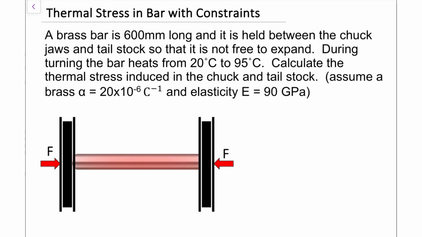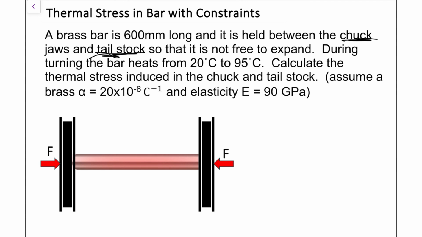So this time we have a bar that is constrained. Unlike the previous video, where our bar was unconstrained, this time we have a bar that is constrained. So what's the difference? Let's find out. Of course, we're going to have to calculate the thermal stress that is induced, and that is going to happen as a result of the bar being constrained between a chuck and a tailstock.